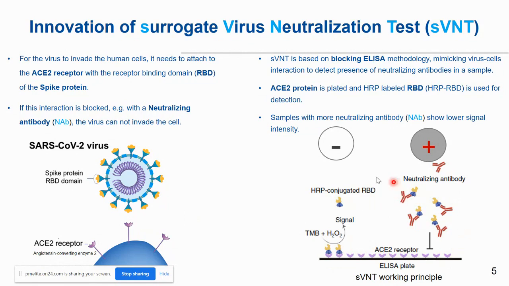With no neutralizing antibodies, all these RBDs will bind to the ACE2 receptor, giving a strong color signal. In the presence of neutralizing antibodies, the RBD will be washed away, so you'll see a very clear, unchanged color. In this way, we can determine how much neutralizing antibody is present in our sample.